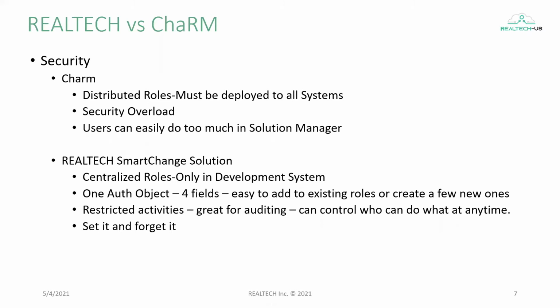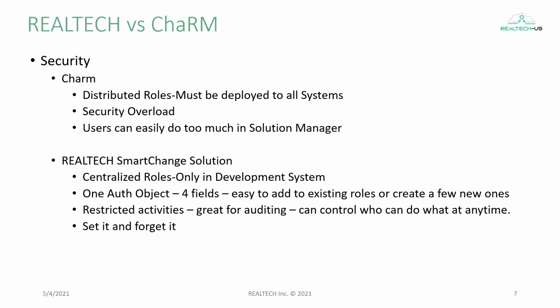With us, we have centralized roles. You only need a role on the controller, and you need a role on the development system. We have one authorization object with 4 fields. We can restrict activities, so who can approve what, when, and where. Maybe they can approve their own, but they can't approve someone else's, or vice versa. They can approve someone else's, but can't approve their own, based on auditing. With us, it's just a simple activity. You set it, you forget it. The solution just runs.